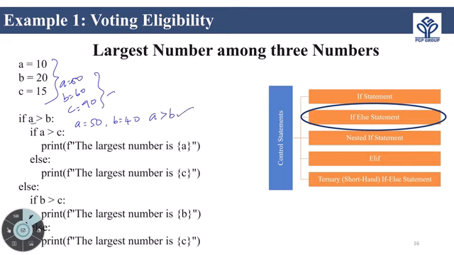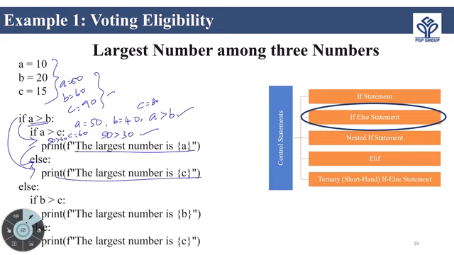Okay, so when A is greater than B, we are entering this condition. That is, we are assuming C is equal to 30, whatever it is. A, B, C, clear. So A value is 50 greater than 30. This condition is also true. It prints the largest number is A. Suppose we are getting C is equal to 60. To check the condition, 50 greater than 60. This is false. So we are going to the false statement. In the false statement, it prints the largest number is C.